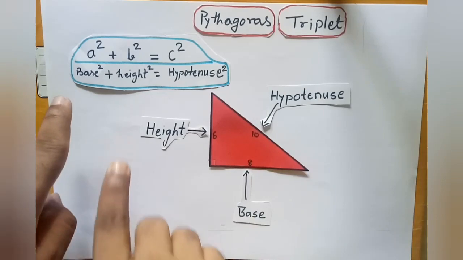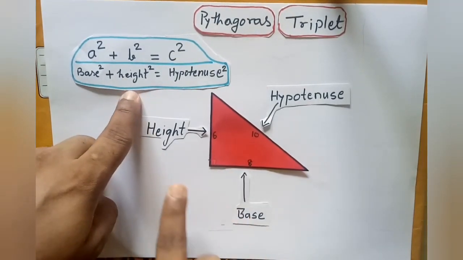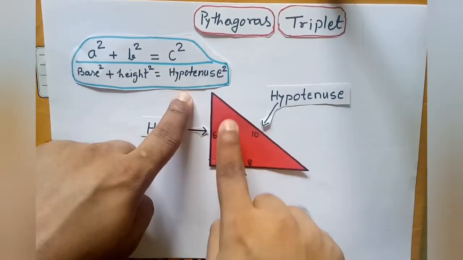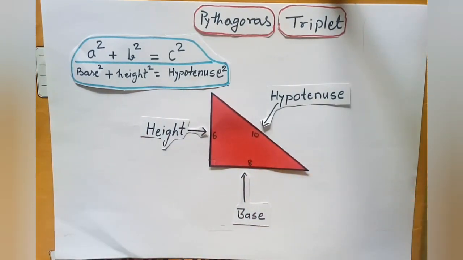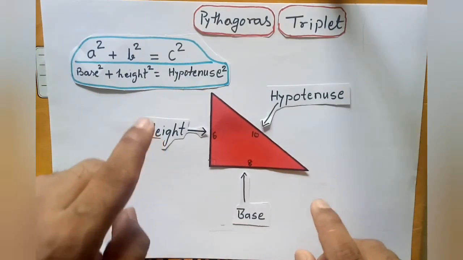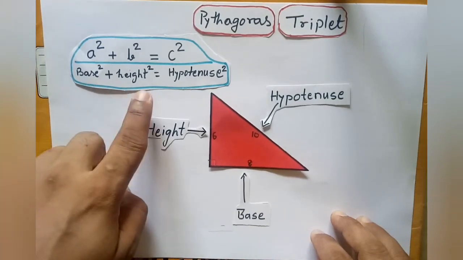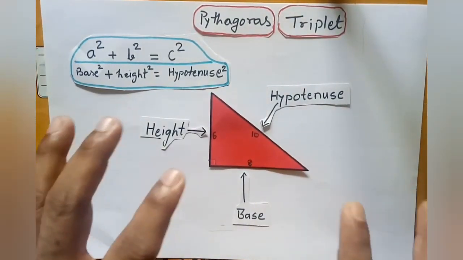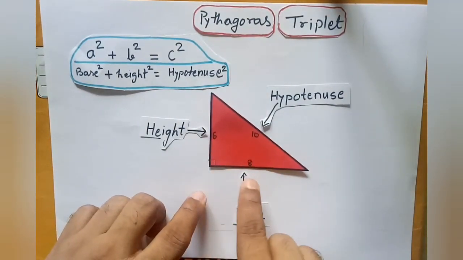Now I'm coming back to this formula. Base square means this square, plus height square means this square, 6 square, and the hypotenuse means this one, 10 square. If both sides come out equal, that means whatever the Pythagoras theorem says is true: the hypotenuse square equals base square plus height square. Let me show you how it looks when you do the squaring of 10, 6 and 8.